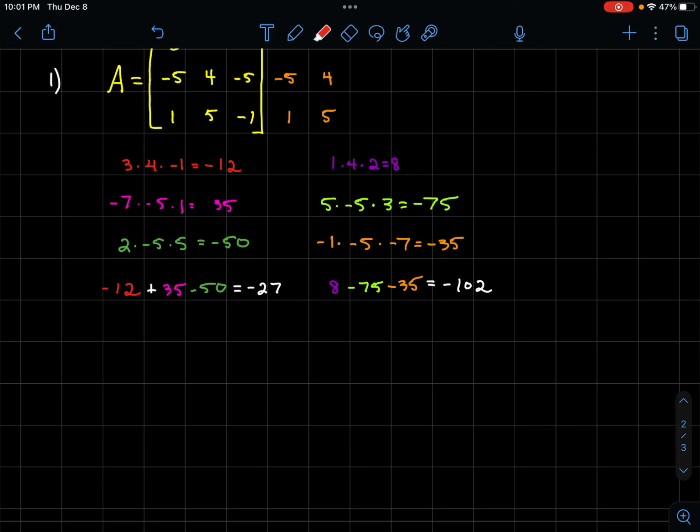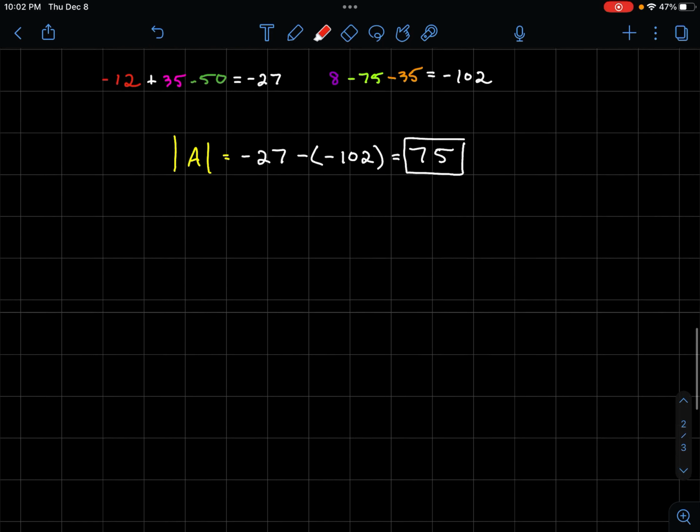What we will do with these two numbers then is we're going to subtract them. So our determinant of this matrix A is negative 27 minus the negative 102, or in other words, 75. So we will say that the determinant of this 3 by 3 matrix is the number 75.